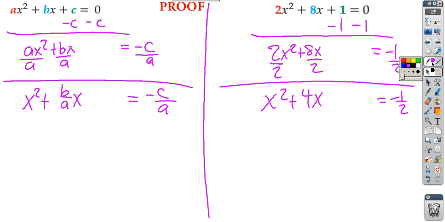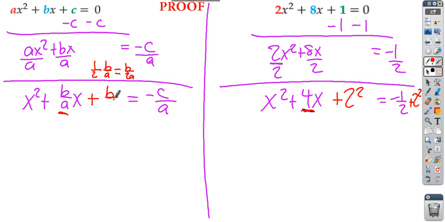Okay, how do we complete the square? Well, the key step is we take half of this number, which is 4. Half of 4 is 2. We take half of that, and we square it, and we add that to both sides. Okay, so same thing over here. We take half of this number. What is half of b over a? 1/2 times b over a, that would be b over 2a. So that is exactly what we will square and add to both sides. b over 2a, that whole thing will be squared.